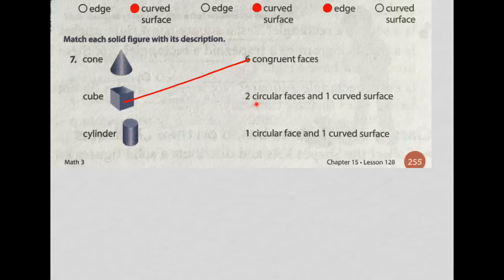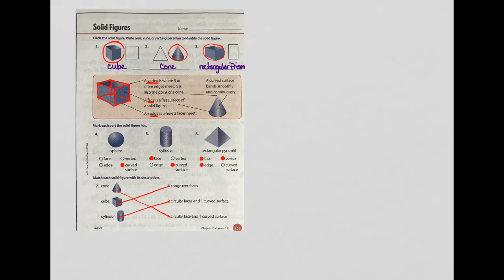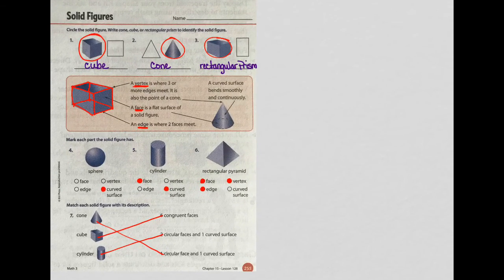Which of these shapes have 2 circular faces and 1 curved surface? If you said the cylinder, you are correct. Well, let's check. Don't just rush and draw the other line. Let's check that the cone has 1 circular face and 1 curved surface. Is that true? Yes, it is. So we can connect our line. It's always good to check the last one. You don't want to just rush and say, oh, I know that one. Make sure.